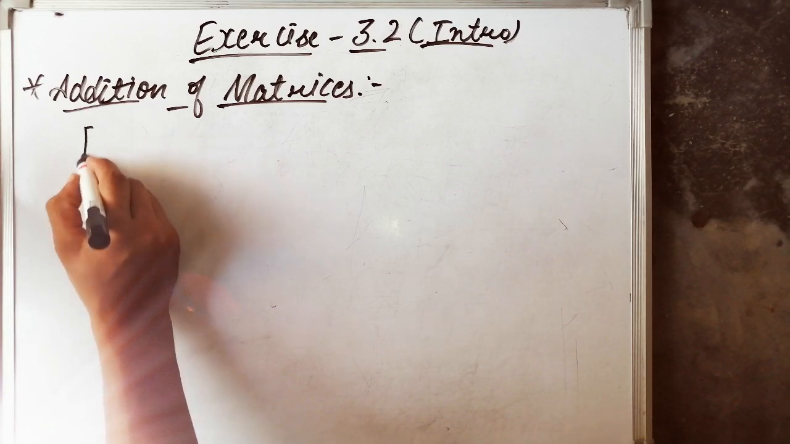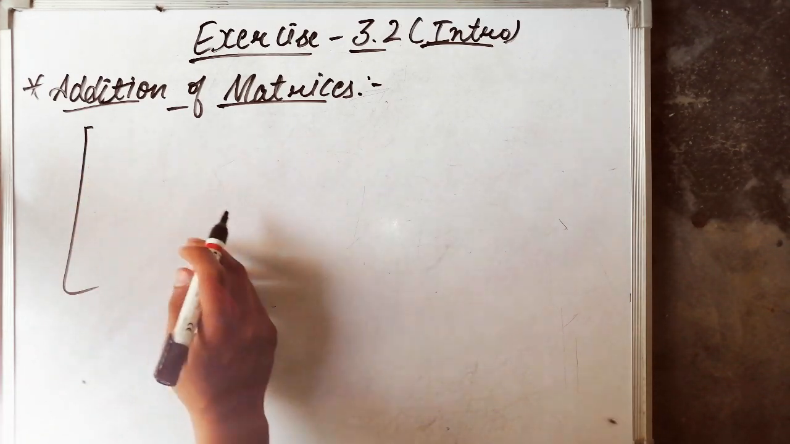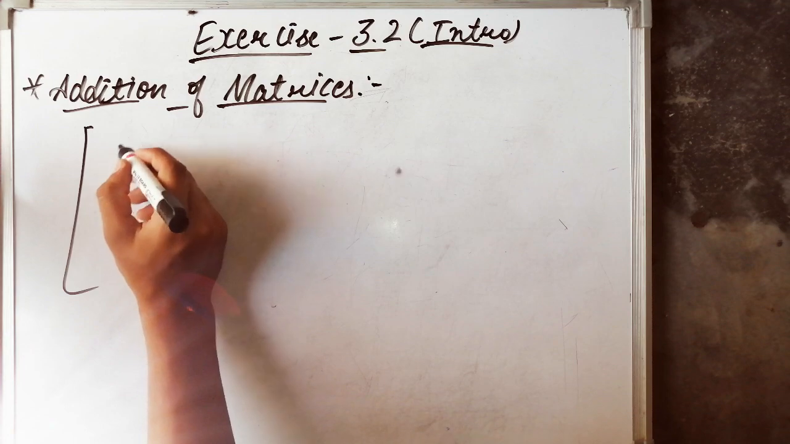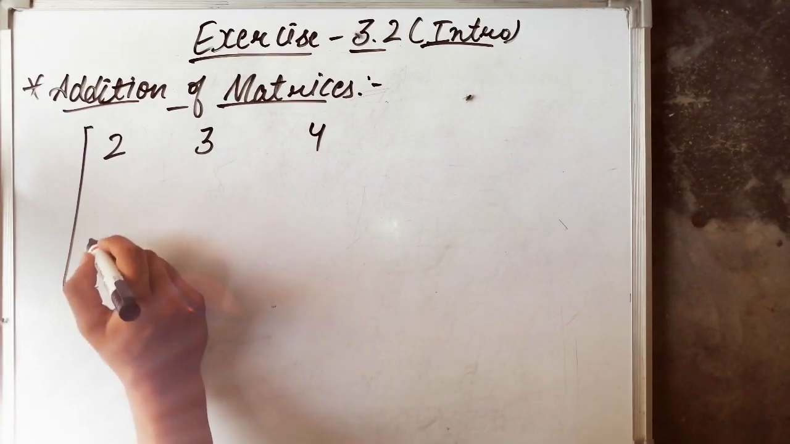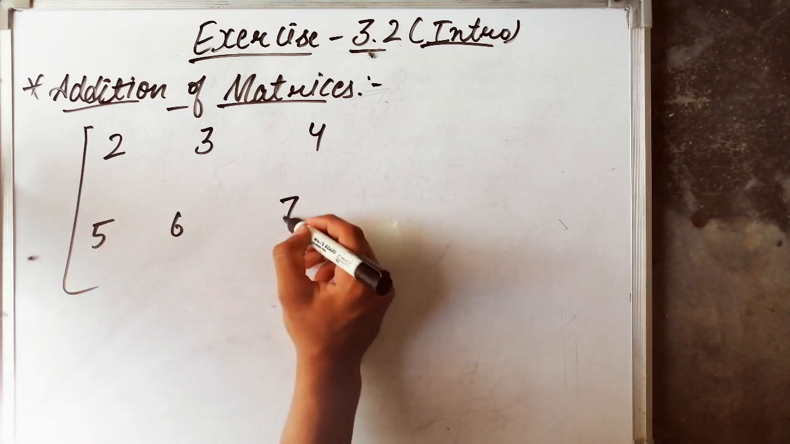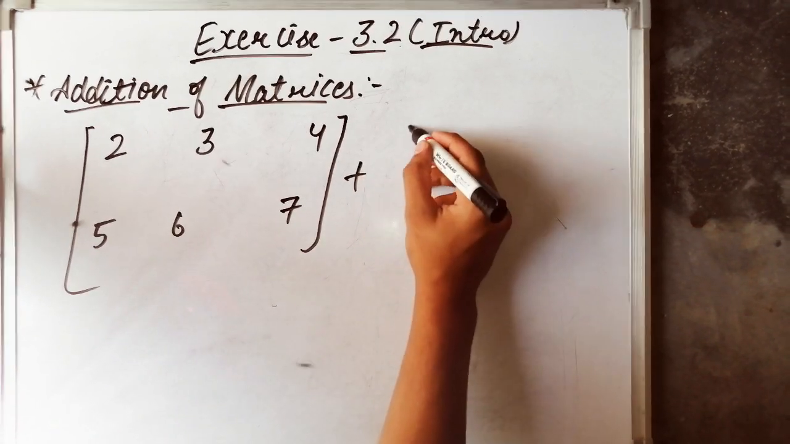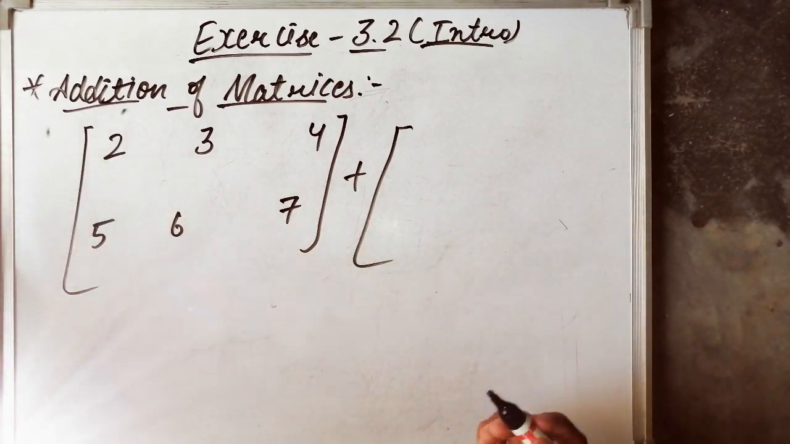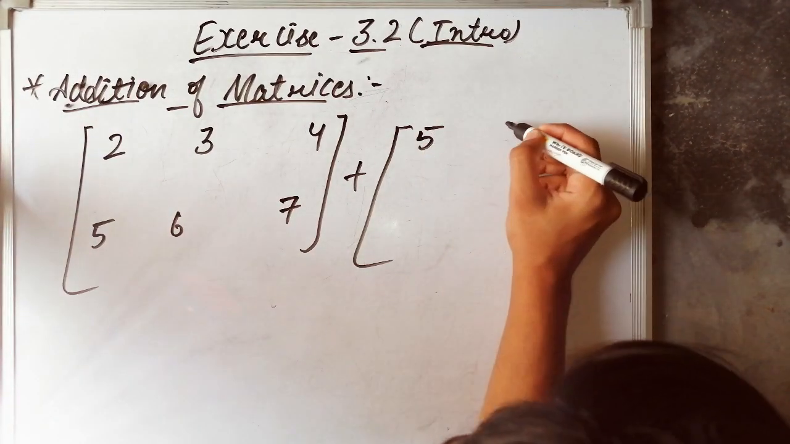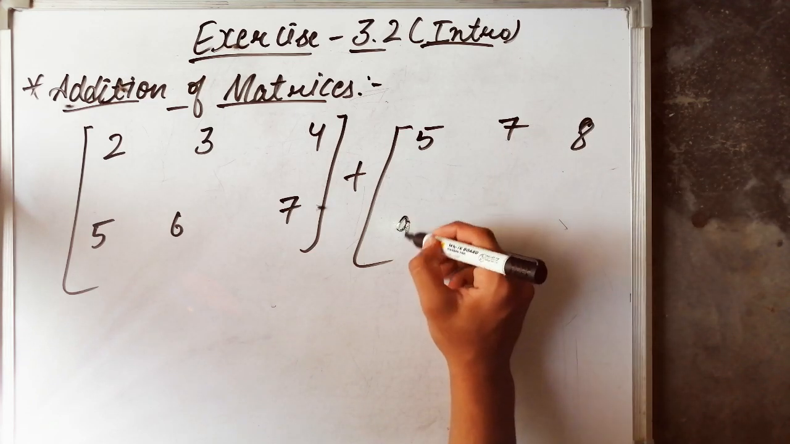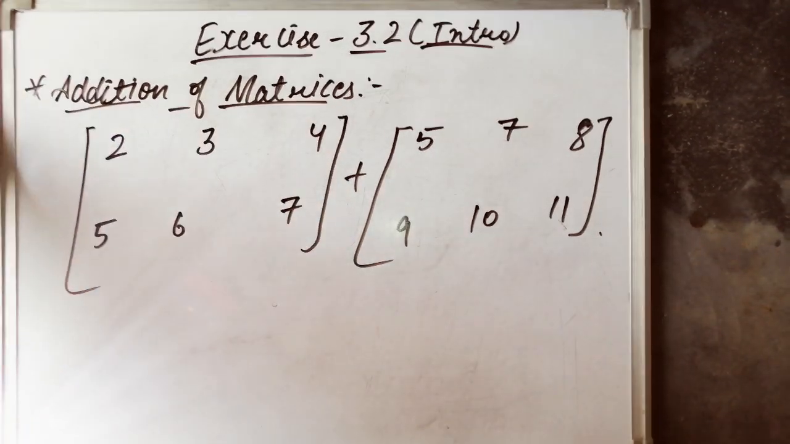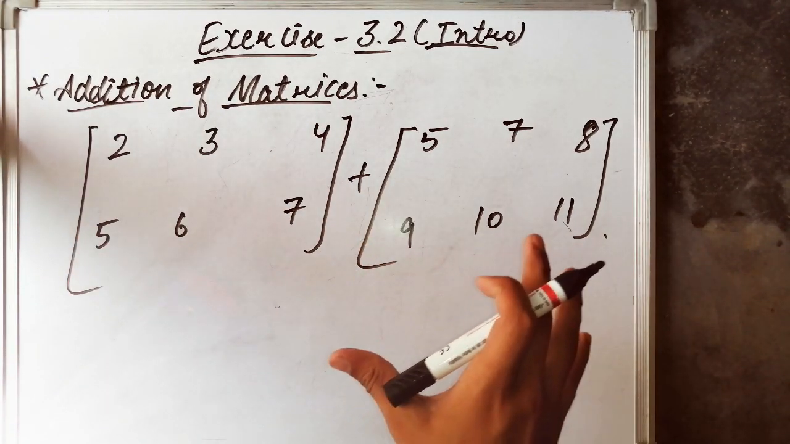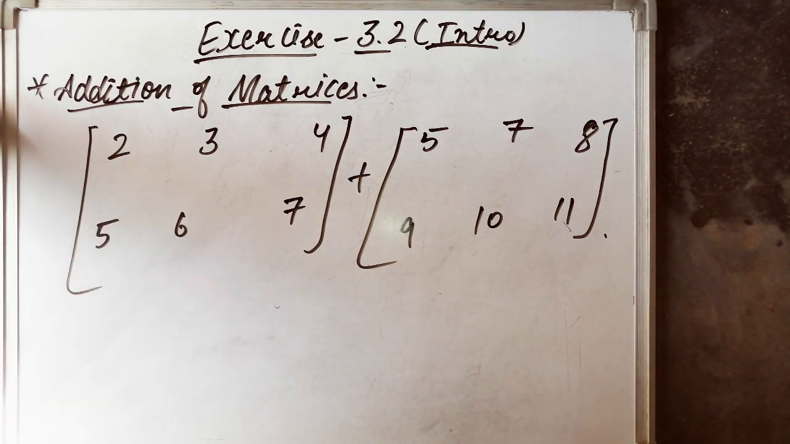Let's take an example. This is a matrix of order 2 cross 3, which has 2, 3, 4, 5, 6, 7. We need to add these two matrices of the same order, 5, 7, 8, 9, 10, 11. These are the two matrices. We need to add them. But I said you need to add the matrices by their corresponding elements.